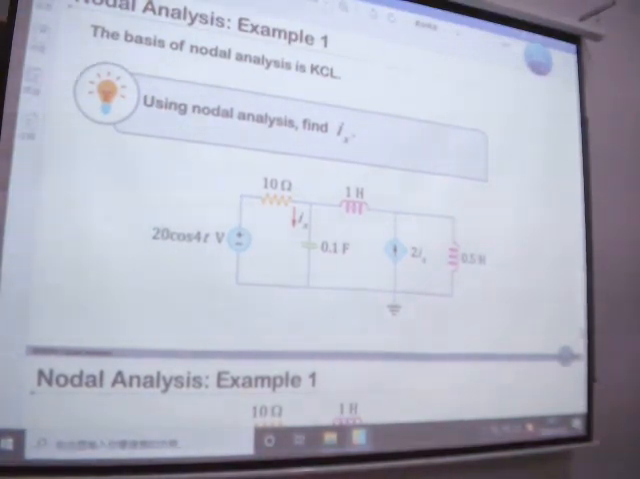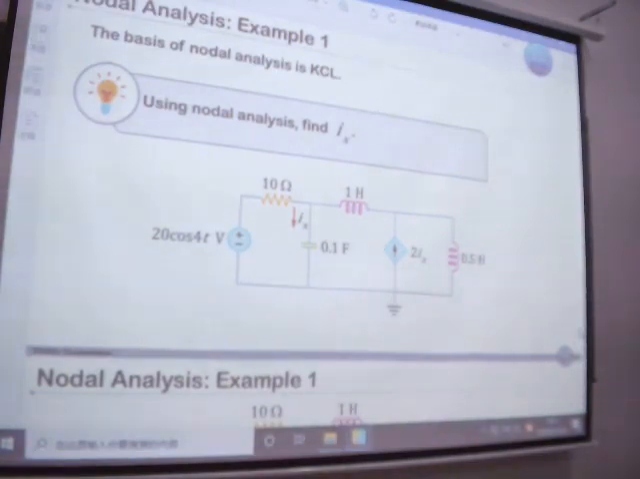So for 1 Henry, we have j omega L, and we can see our omega here is 4. So put the 4 inside and put L equal to 1 inside, so we get 4j. And for the 0.5, for the proportional, we know it must be half of the 1 Henry. So it should be 2j.